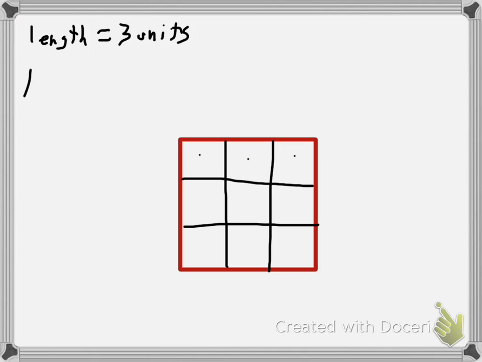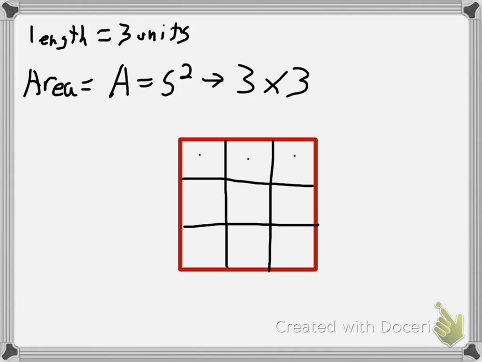So if I wanted to find the area of this square, I know that the area, capital A, is equal to S squared, where S represents our sides. So if I know that one side is 3 units, I know that the other side is 3 units. I can multiply those together.